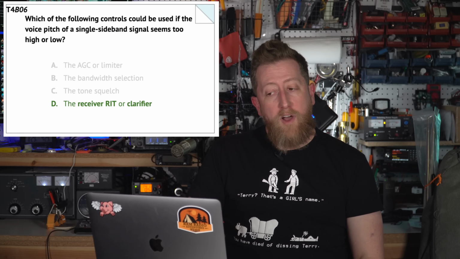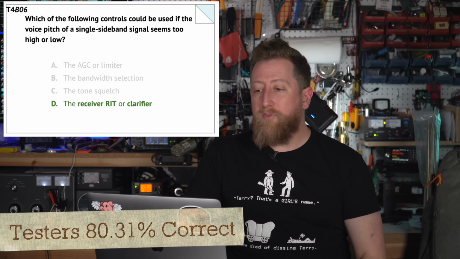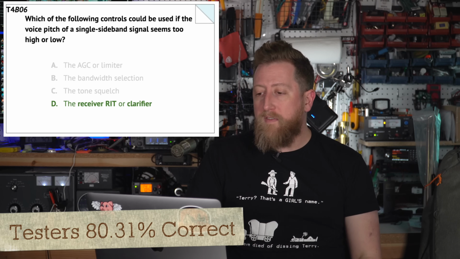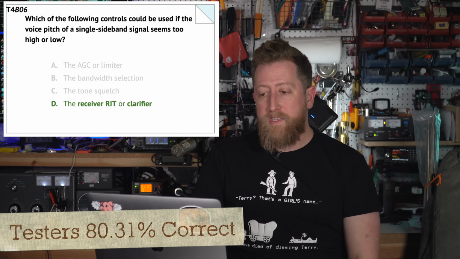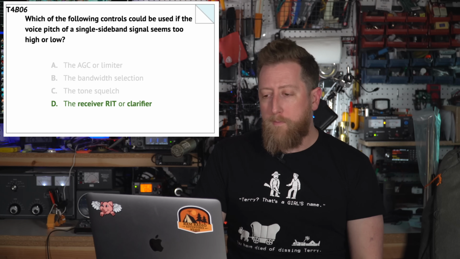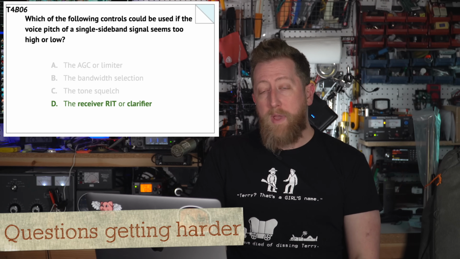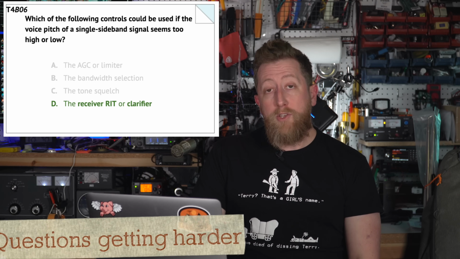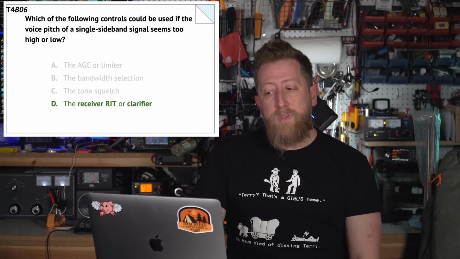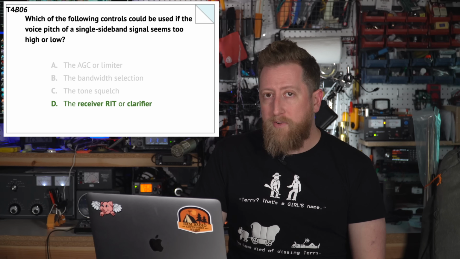T4B06, which of the following controls could be used if the voice pitch of a single sideband signal seems to be high or low? A. The AGC or limiter. B. The bandwidth selection. C. Tone squelch. Or D. The receiver RIT or clarifier.